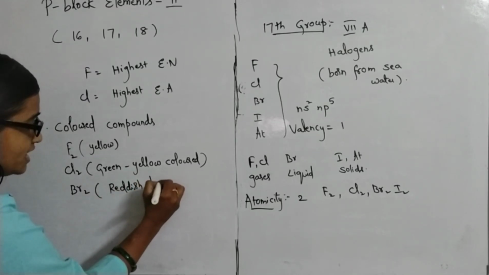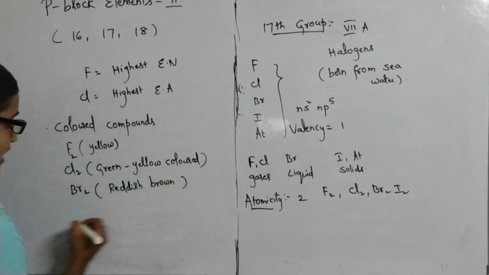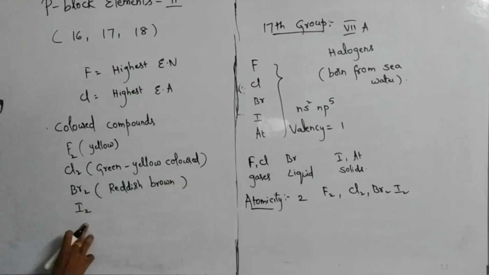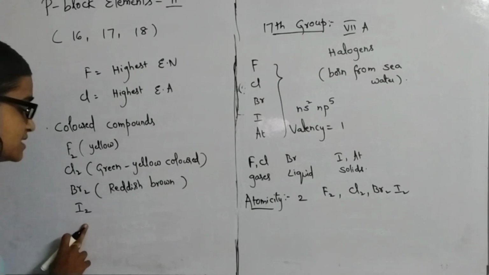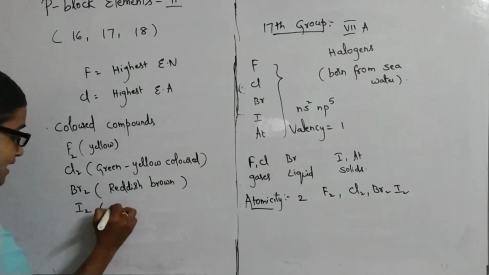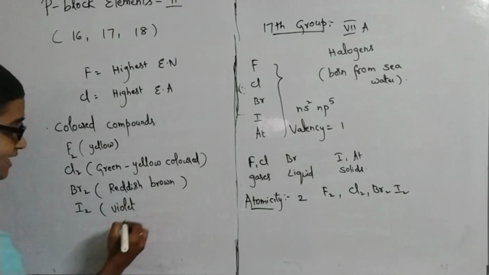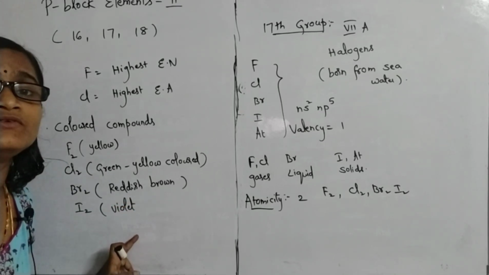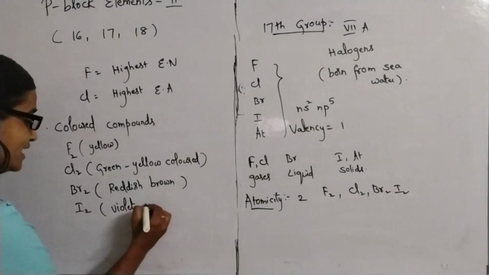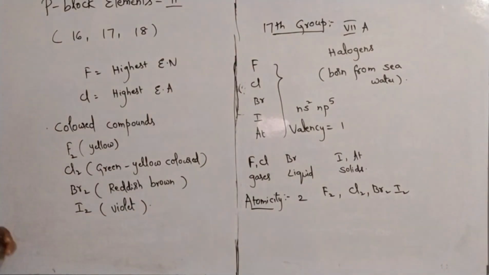Reddish brown in color. Okay, reddish brown colored compounds. And iodine vapors, if you might have seen iodine vapors, they appear as violet colored vapors. You will find violet ash if you are burning iodine crystals. Violet colored compounds iodine will form. So like that they have the tendency to form what? Colored compounds.